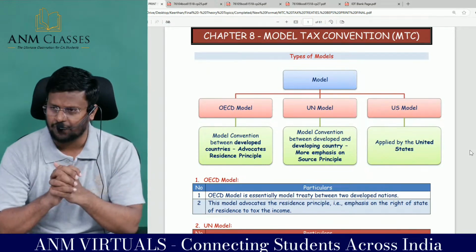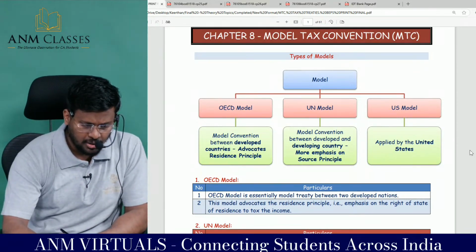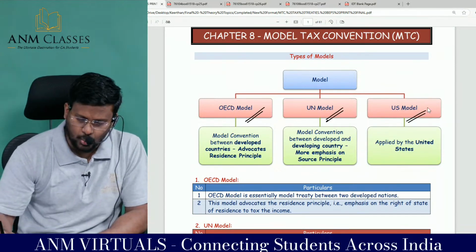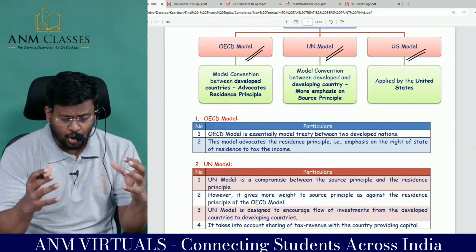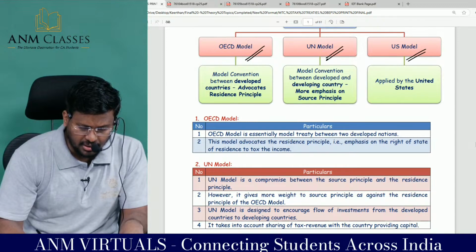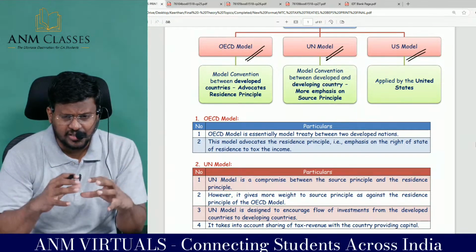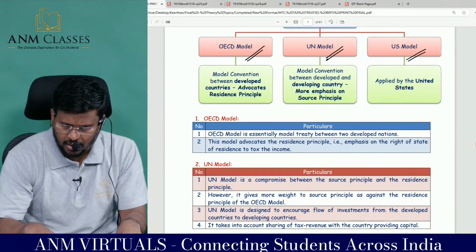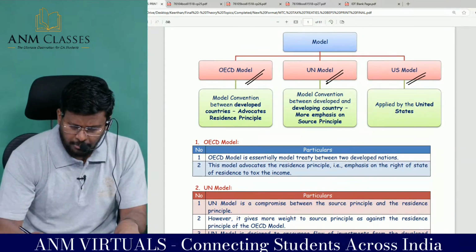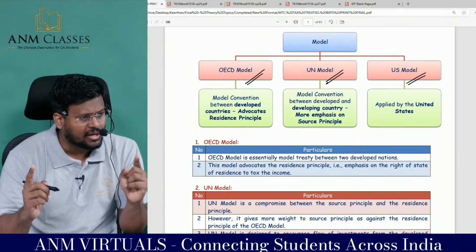Yes, there are prefixed formats. That's what model tax convention is. Three models have been prescribed. One is the OECD model, number two is the UN model, and number three is the US model. The peculiarity of the OECD model is that it is a model convention between developed countries. That means when two developed countries are going to enter into a double taxation avoidance agreement, they will adopt which model? OECD model.